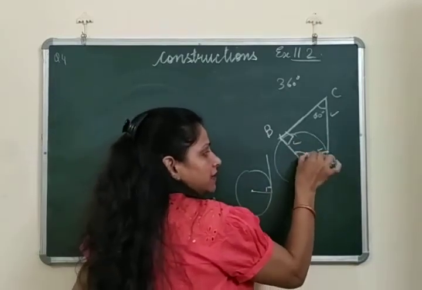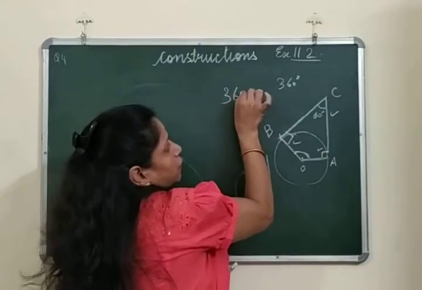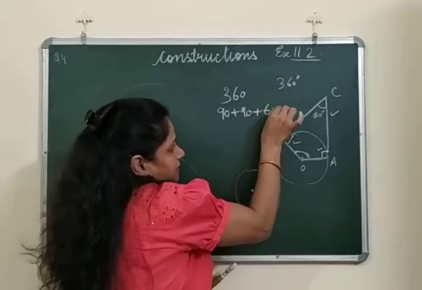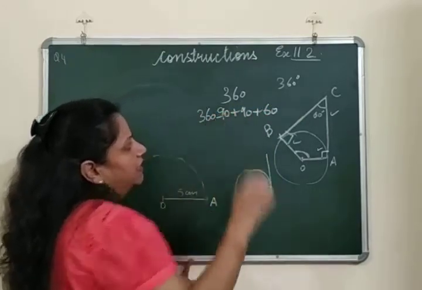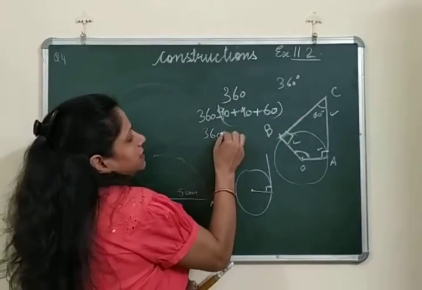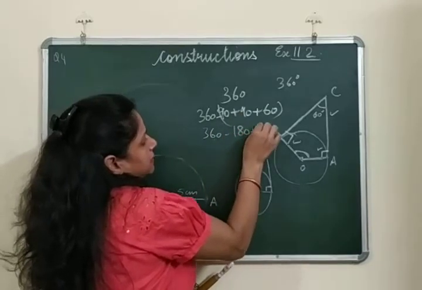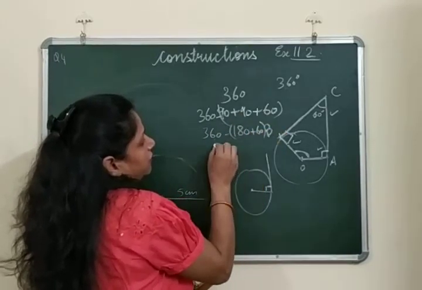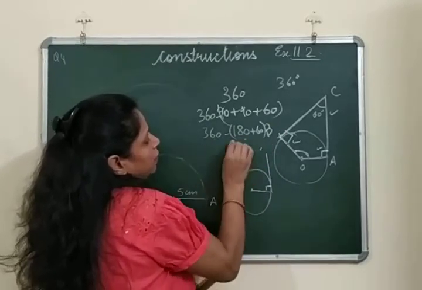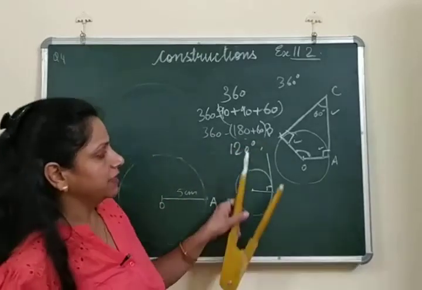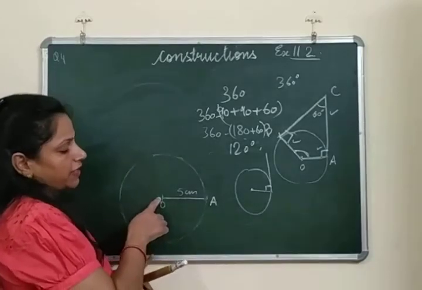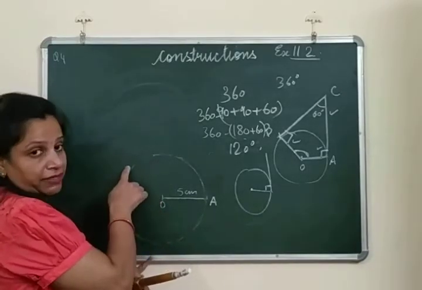That means what will be this angle? We have 360 as the total of all the 4 angles. But we already have 90 plus 90 plus 60. That means if we subtract these three from 360, what angle are we left with? 360 minus 90 and 90, that is 180, plus 60. How much are we left with? This will be 240. 360 minus 240 will be 120 degree. That means the angle at O will be 120. So we will be drawing an angle of 120 over here to get the second point, right?